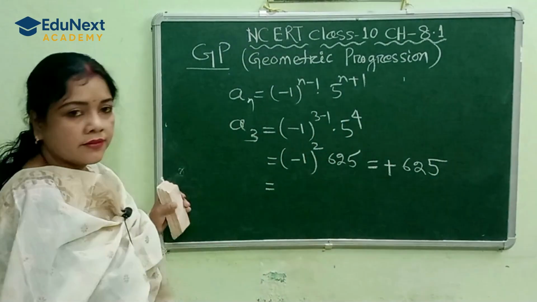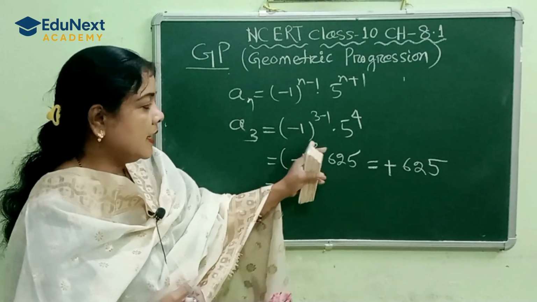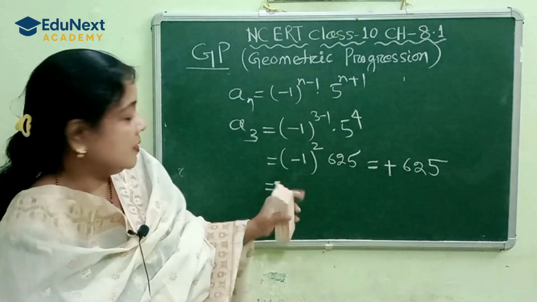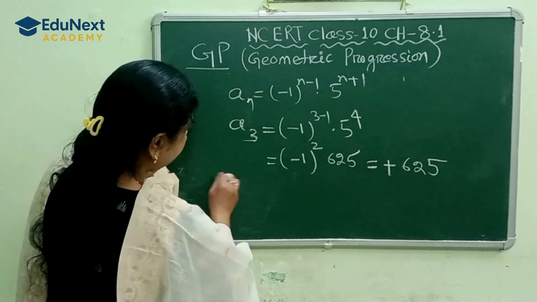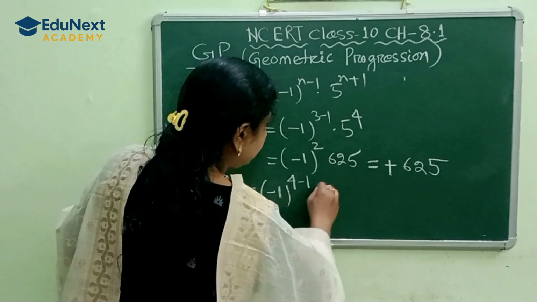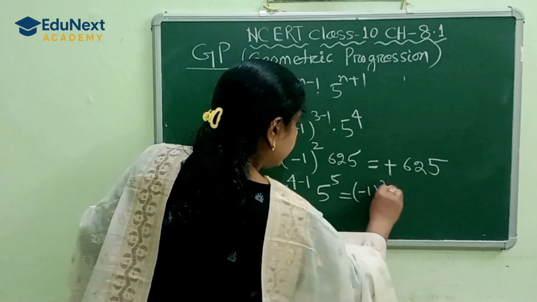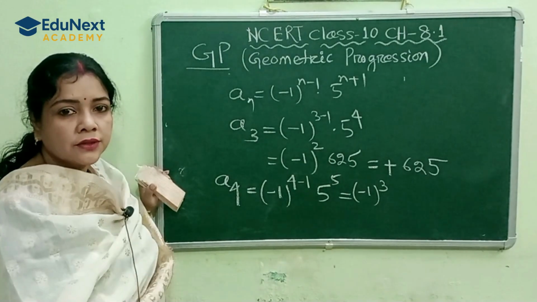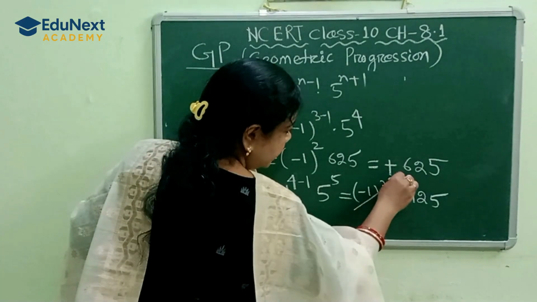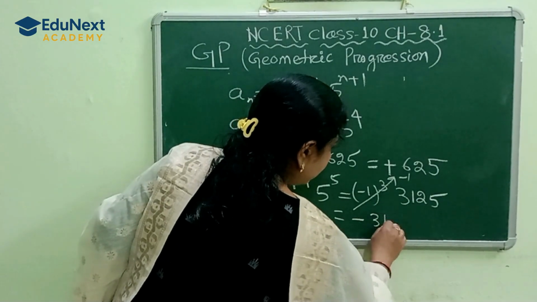Whenever you take the power of -1, and if that power is an even number, you are going to get a +1. So plus sign. Similarly, a4, that means -1 to the power 4 minus 1, 5 to the power 5. So this is -1 to the power 3, 5 to the power 5 is equal to 3125. So this term is -1 because the power is odd here. So the answer is -3125.